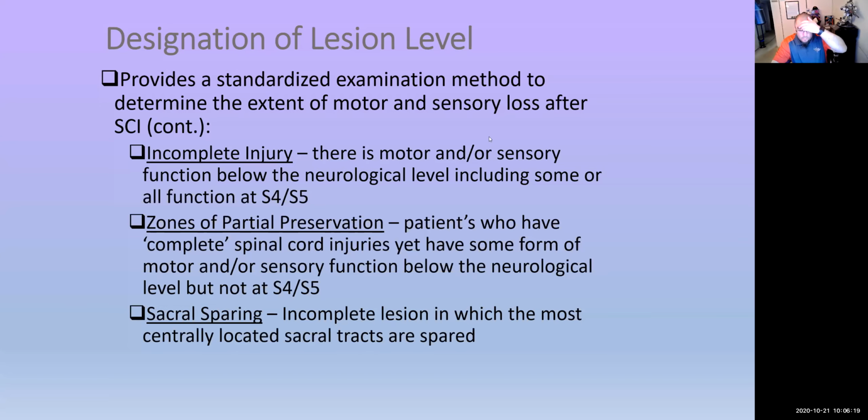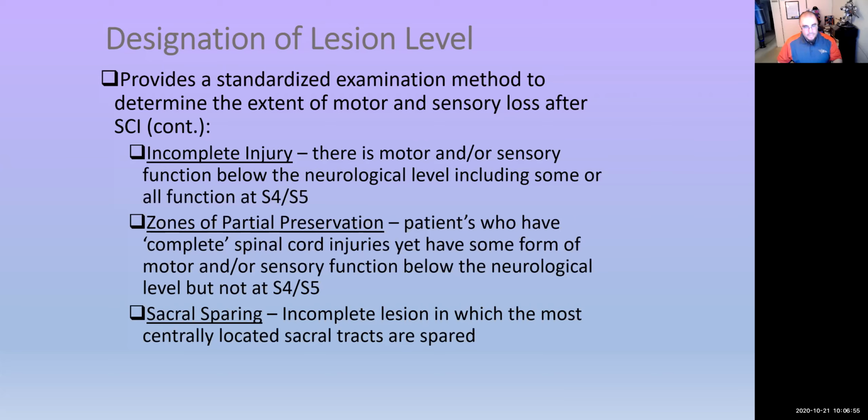So I'm recording. All right, so we're recording again. So we talked about the complete injury last. The complete injury is any injury where the patient loses full function of S4, S5. So that means if we have a complete, we also have to have an incomplete injury. And an incomplete injury gives us an idea of what we're looking at. An incomplete injury says there is either sensory and/or motor function below the neurological level, including some or all function at S4, S5.